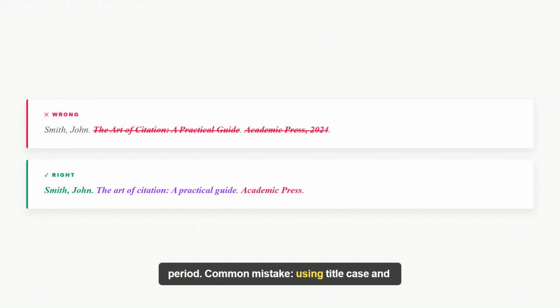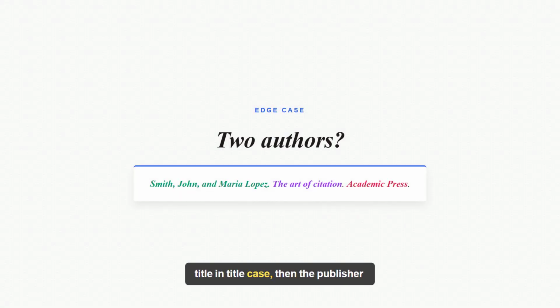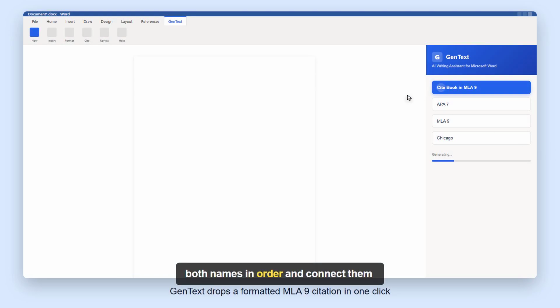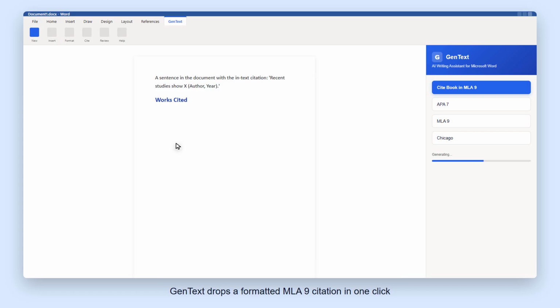Common mistake, using title case and adding a year. MLA 9 wants an italicized title in title case, then the publisher only. For 2 authors, keep both names in order and connect them with and.